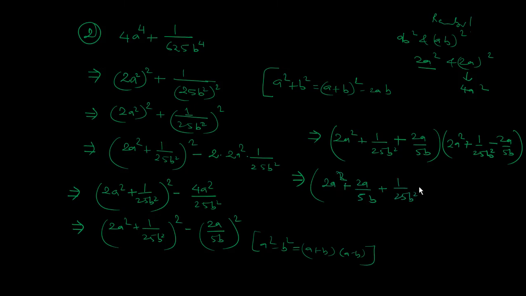Okay, we can arrange this now: (2a square plus 2a by 5b plus 1 by 25b square) and (2a square minus 2a by 5b plus 1 by 25b square). In this way, we can find the factors of the given expression. I believe my dear students understand the second question also.